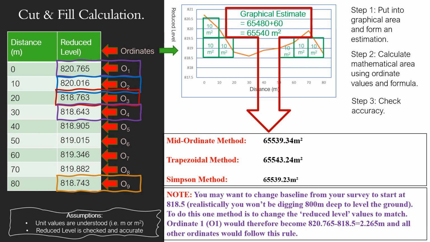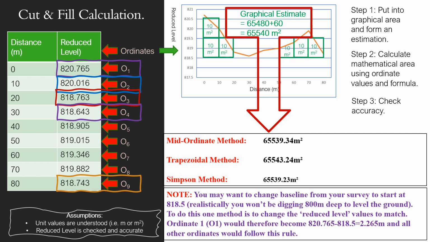Last up, don't forget the fact that in this instance, we're talking about something that's 820 meters above sea level. I'm not going to be digging down 820 meters to get to this ground level, right? I'm going to start at 818 or maybe a bit lower. It depends how far your foundation, whatever you're trying to build, or the depth you're digging to. So please be aware of that.